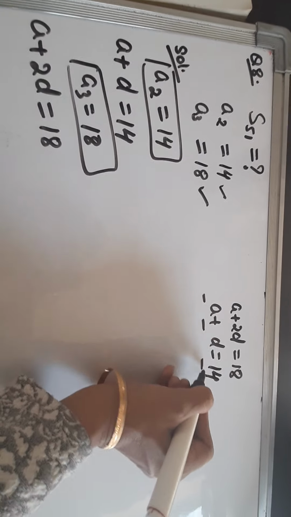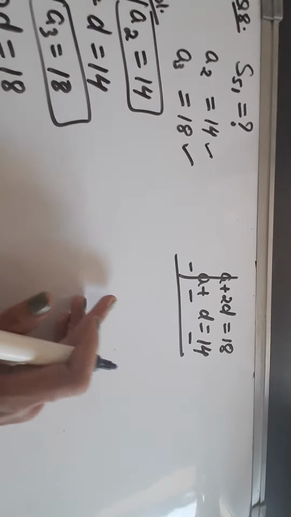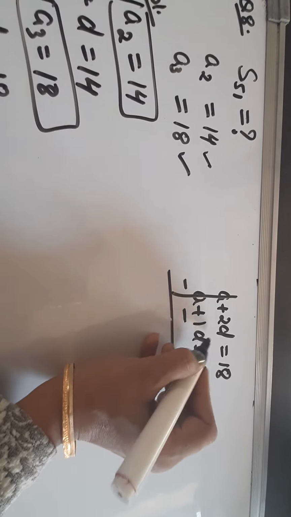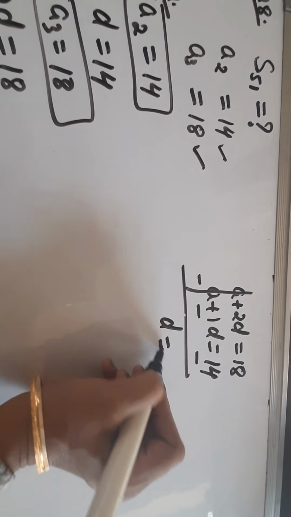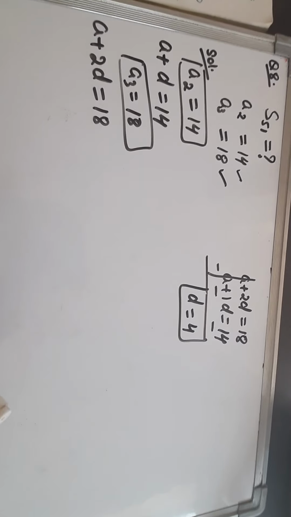So by elimination method, as the coefficient of A is the same in both the equations, it will get cancelled out on subtracting, and 2D minus 1D is equal to 1D. 18 minus 14 is 4. So from here you will get the value of D.